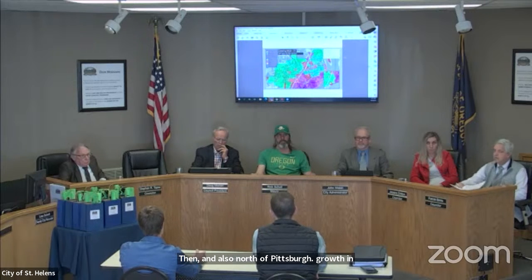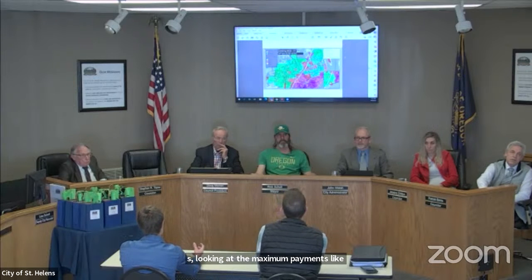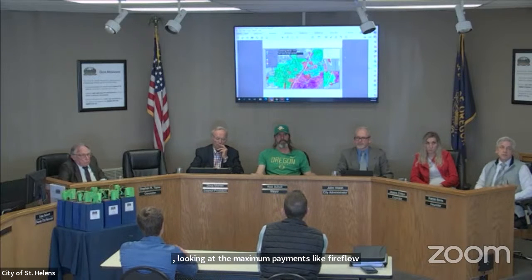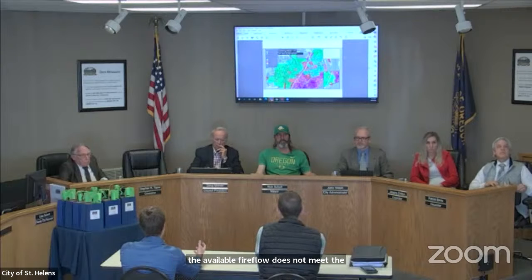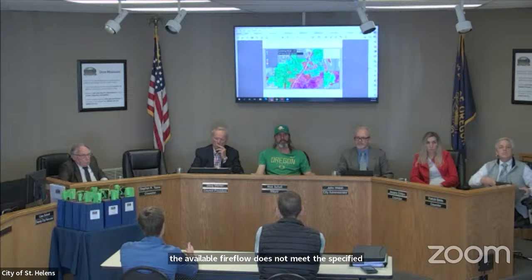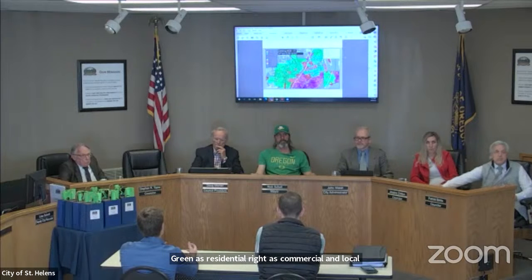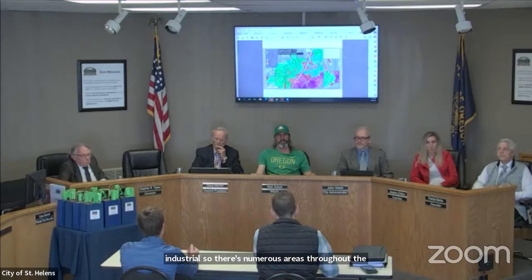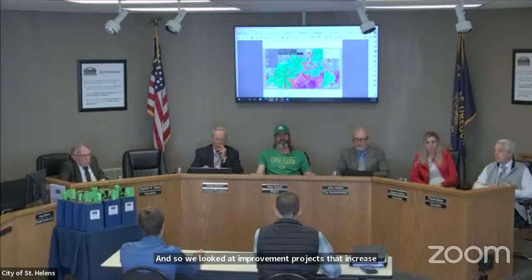We're looking at the maximum day demand plus fire flow. So what we're looking at here is just the red dots where the available fire flow does not meet the specified demand for the zoning type. The green is residential, red is commercial, and purple is industrial. So there's numerous areas throughout the system that don't have the available fire flow to meet the fire flow demands. And so we looked at improvement projects to increase that and get those up to what the fire flow demands are.